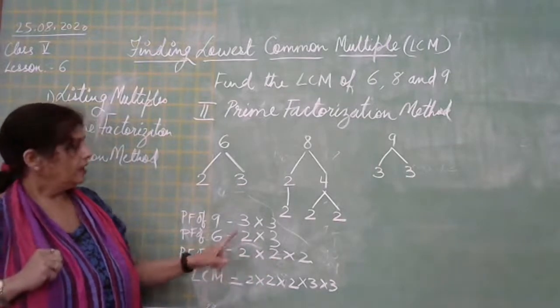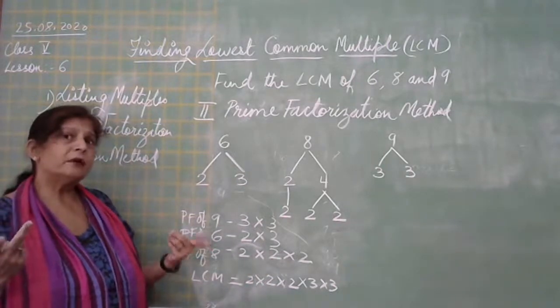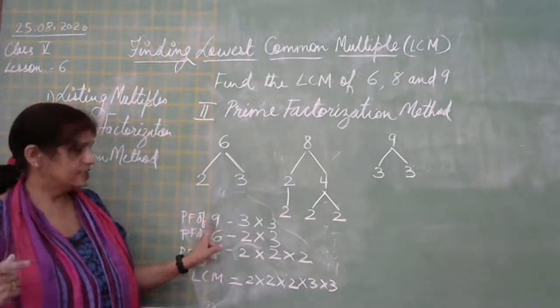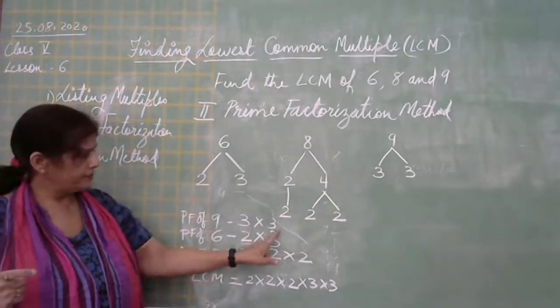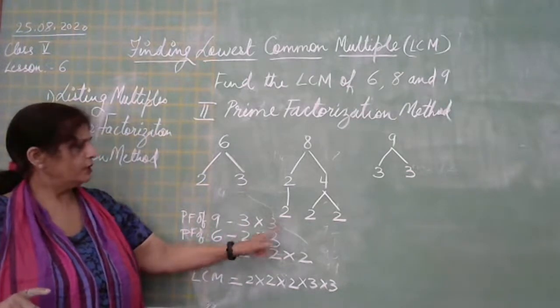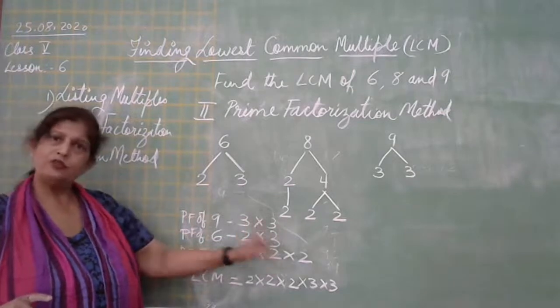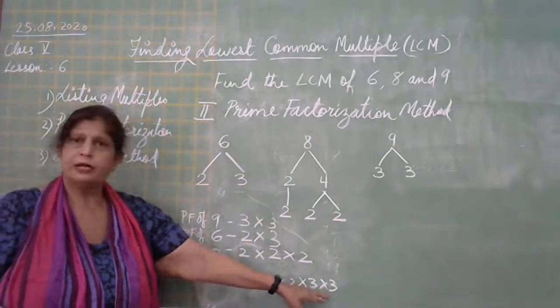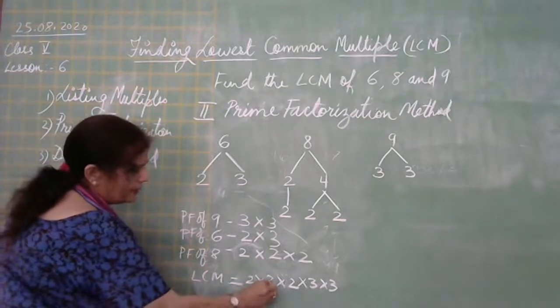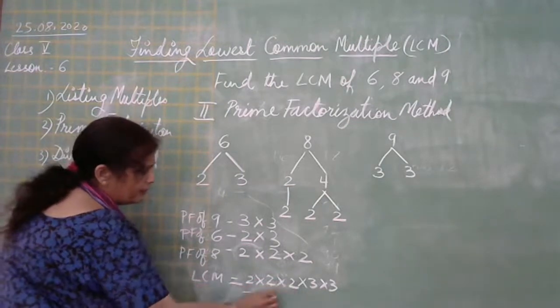Right? 3, where is it coming maximum? I am saying where is it coming? It is coming in 9. It is 2 times. In 6 it is coming only once. We will not take that. We will take this one. 3 multiplied by 3. So we have written here 3 multiplied by 3. And 2 multiplied by 2, 4. 4 multiplied by 2, 8.